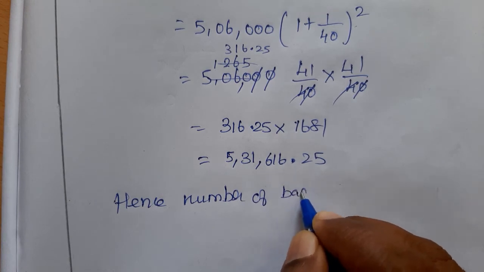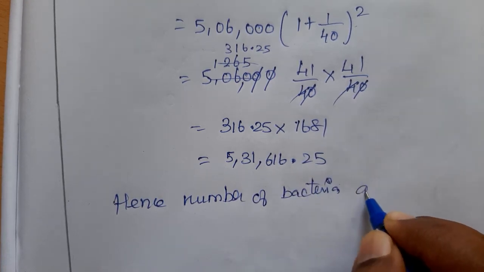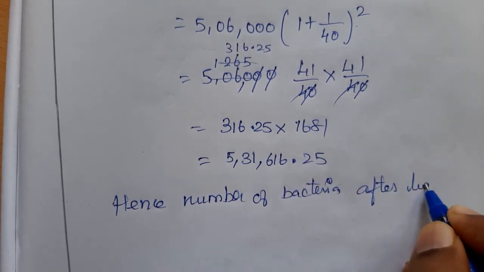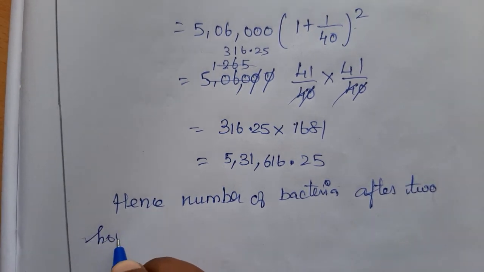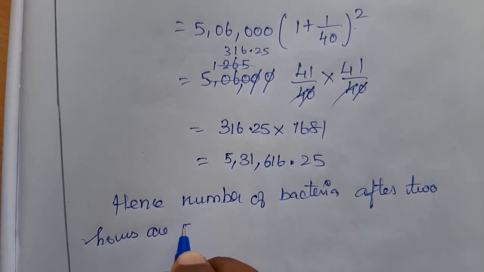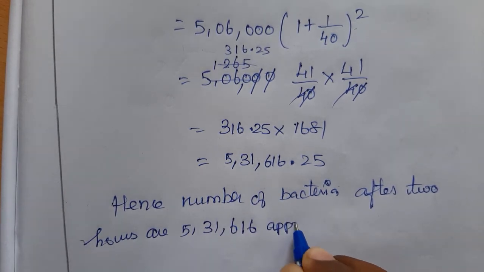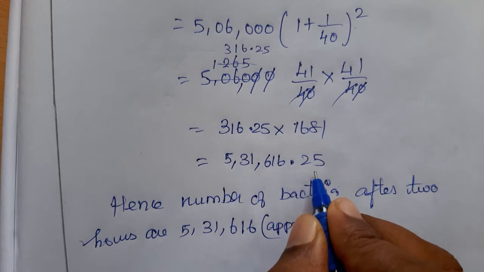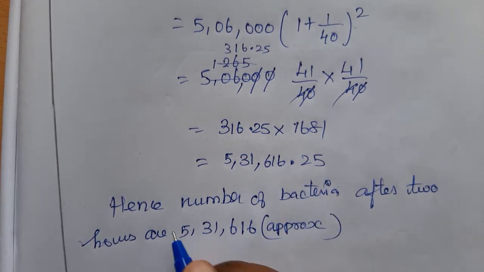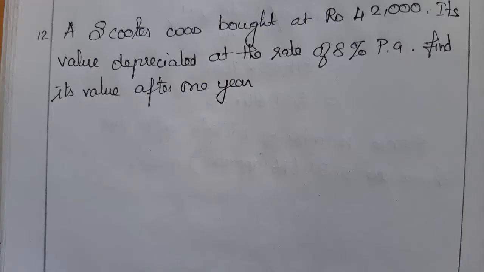So hence the number of bacteria after 2 hours is 5,31,616 approximately. We cannot say a decimal number of bacteria, right? So we are just writing it as a whole number. Go for the next problem.